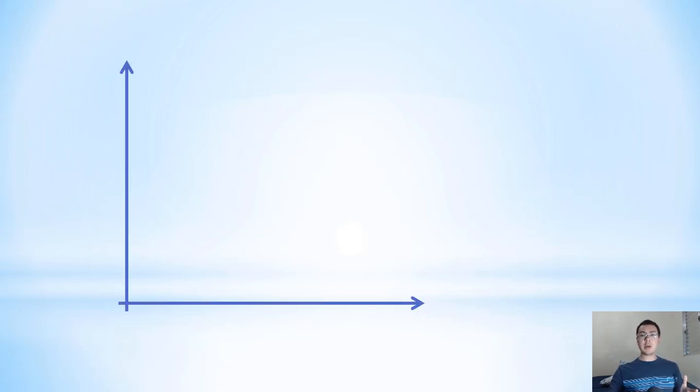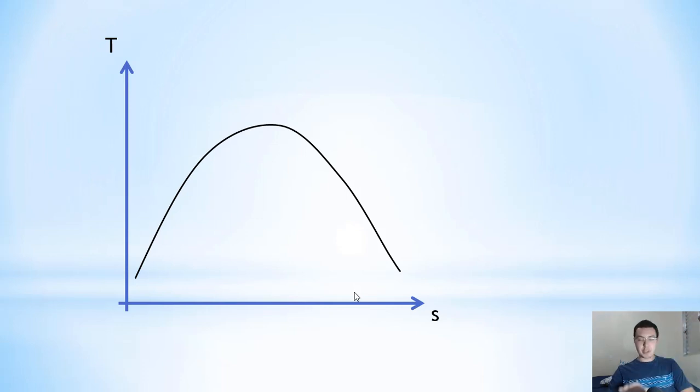So let's begin here. Let's talk about the thermodynamic diagrams. Here we have the two axes, of course, x and y. And here we have the TS diagram, in which the vertical axis, the y, is the temperature, and the horizontal axis is the entropy. And the diagram is like this. It has this mountain shape.